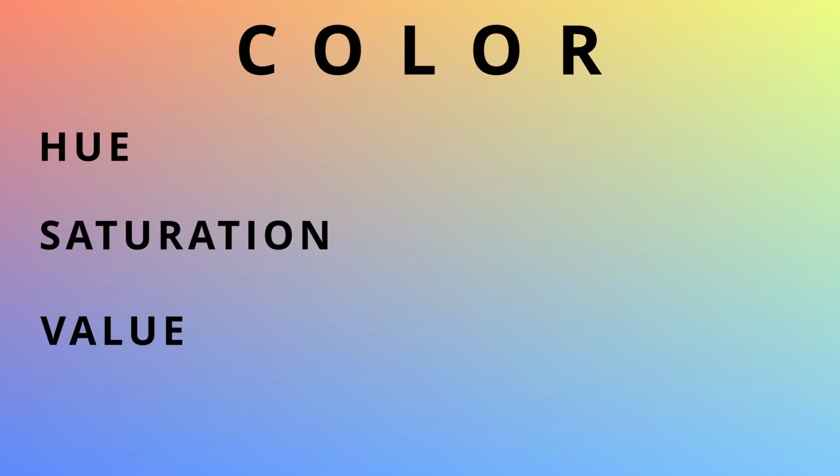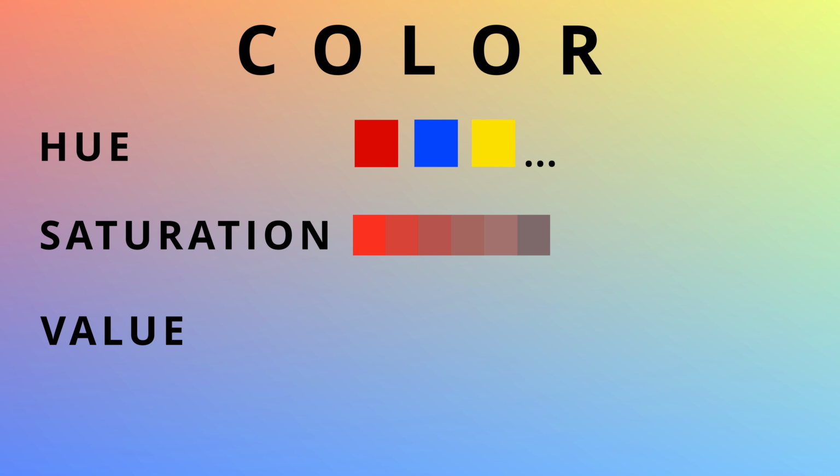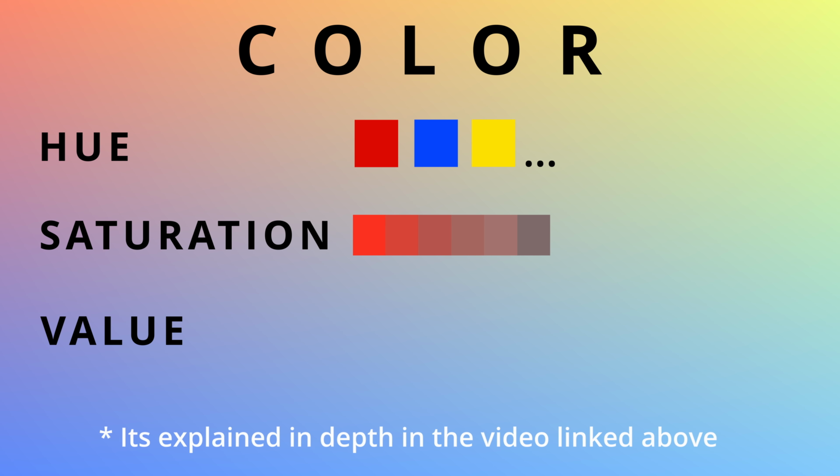Hue is the color family itself. For example, red, blue, or yellow. When you mix one hue with another, you shift its family, like adding blue to red to get purple. Saturation refers to how bright or muted a color is. You can change it by adding gray or by mixing in its opposite hue. Both make the color appear more muted or less intense.